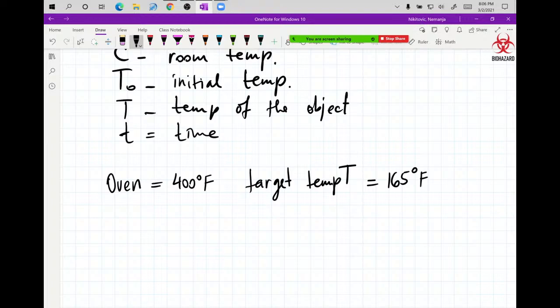So the oven at 400 degrees, and the target temperature for the chicken at the end is 165, which is the safe temperature. We're going to say the initial temperature for the chicken is, let's call it 70 degrees, because let's say it was sitting on a kitchen counter for like 2 hours, marinating in whatever. So the initial temperature is 70 degrees, and you are wondering how long you need to bake, right?